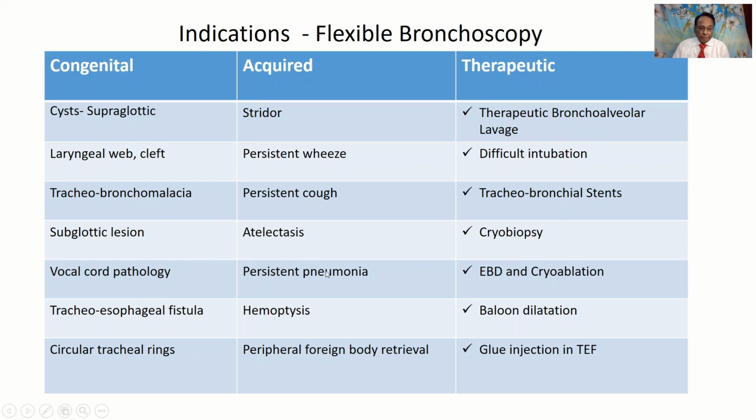In fact, diagnosing a tracheoesophageal fistula, particularly the H-shaped fistula, is possible only with the bronchoscope. And I already talked about the acquired causes; these are the conditions in which a child requires bronchoscopy. Of late, the therapeutic indications are also increasing with flexible bronchoscopy because of the availability of larger channels. We can do difficult intubation, we can put tracheobronchial stents, and you can also do a cryobiopsy. All these are possible with flexible bronchoscopy.